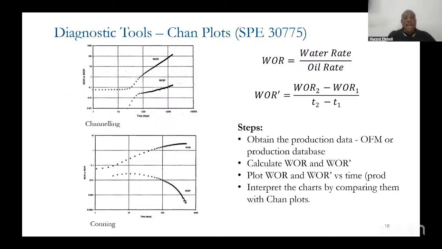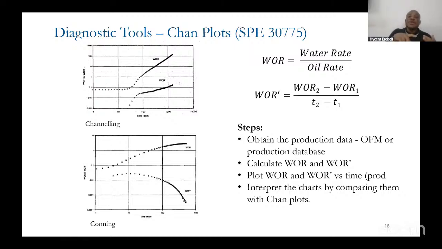So like the diagnostic plot that I mentioned, CHAN plot, an SPE paper 30775. I think he did this work in 1995 or thereabout, right? So it helps us characterize how water is coming. Like if you see the charts at the top. So this chart, the way to make it is to calculate your water oil ratio. That is your water rate over your oil rate, right? That gives you your water oil ratio.